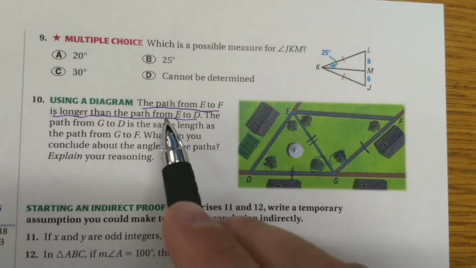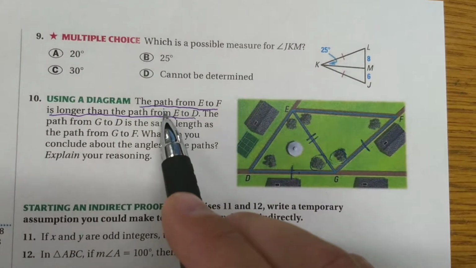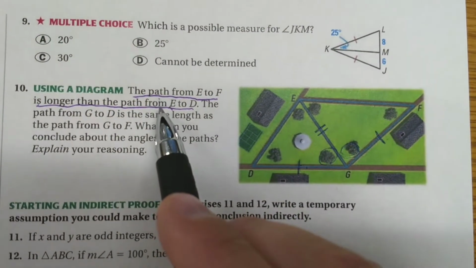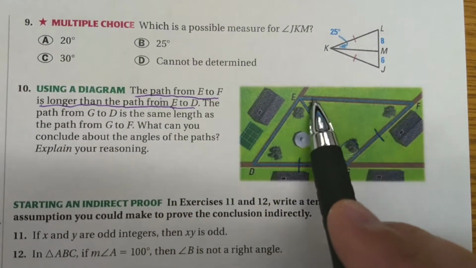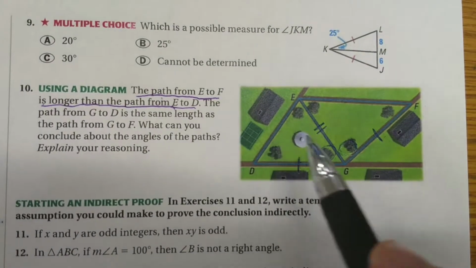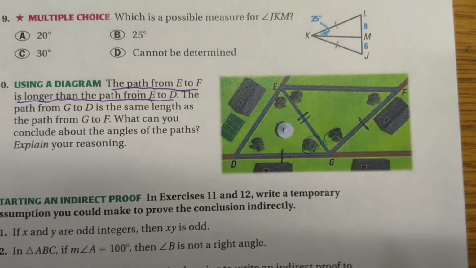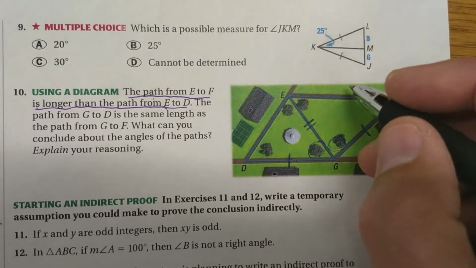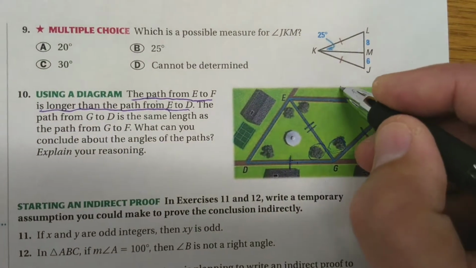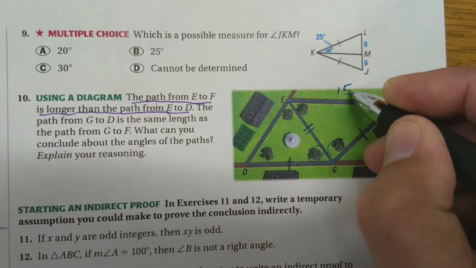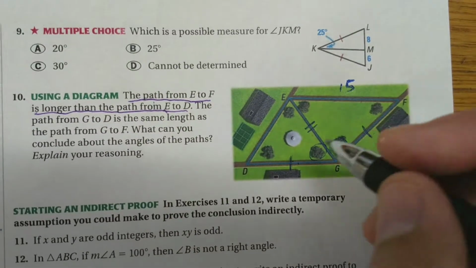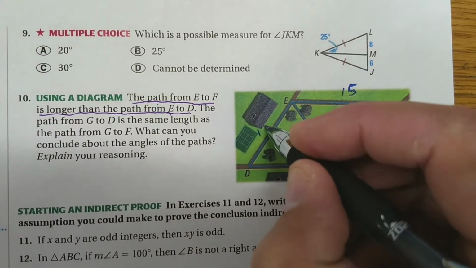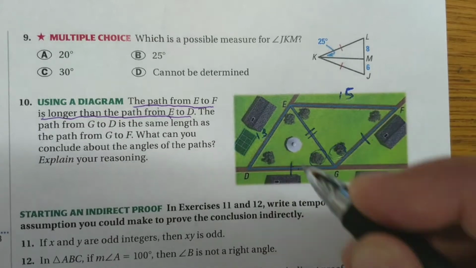Here's where I'm going back to the initial information that's given to us. This path, EF, is larger than this path. I don't care what it is. I don't know exactly what it is. Let's say that this one is 15 meters. I'm just marking this randomly now. But as long as it's larger than this, we'll mark this one as 13.